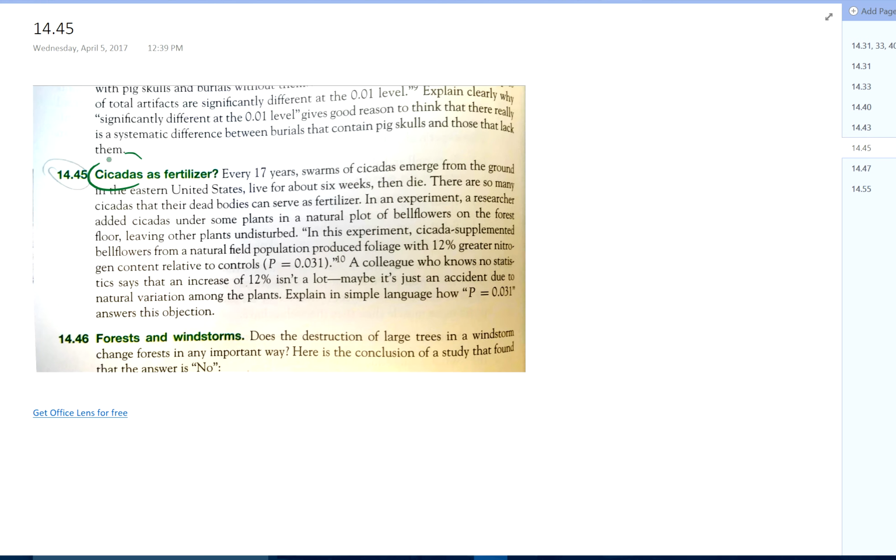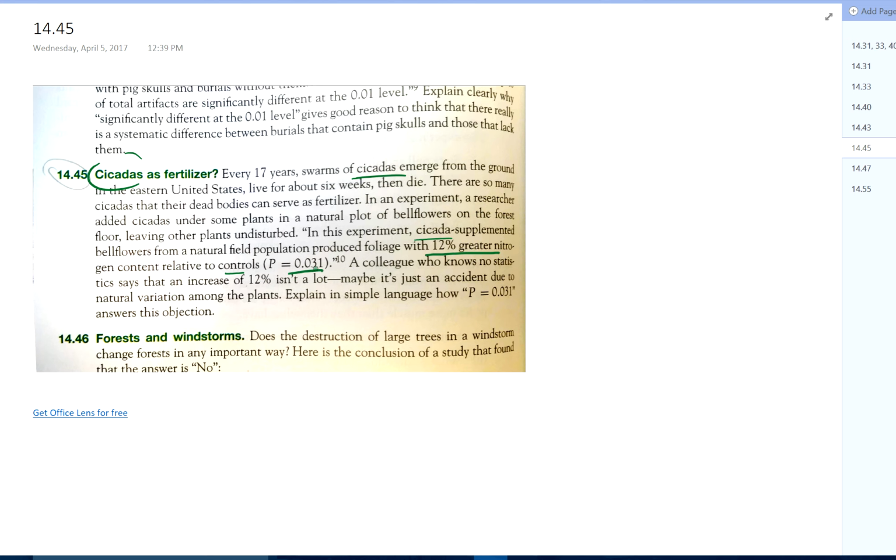Okay, 45. Cicadas. As fertilizer, every 17 years, swarms of these bugs emerge from the ground in the eastern United States, live for 6 weeks, then die. There are so many cicadas that their dead bodies could serve as fertilizer. In an experiment, a researcher added some under plants in the forest, leaving others undisturbed.